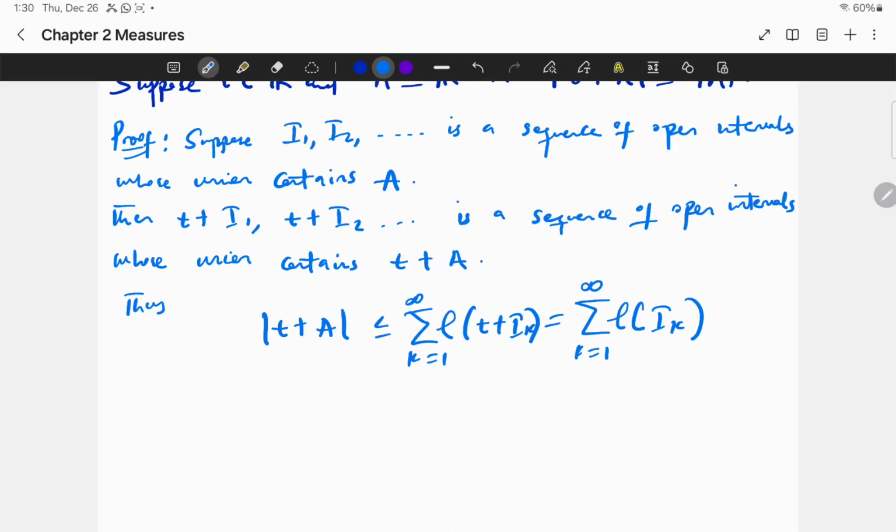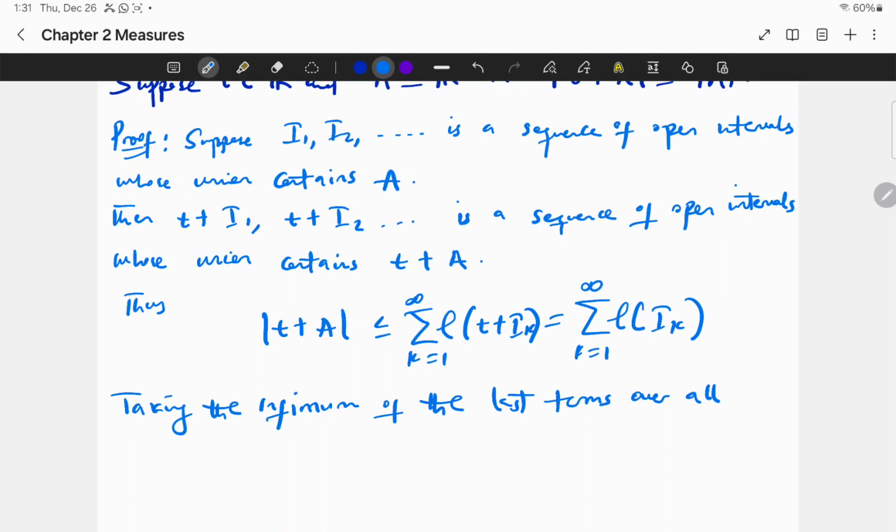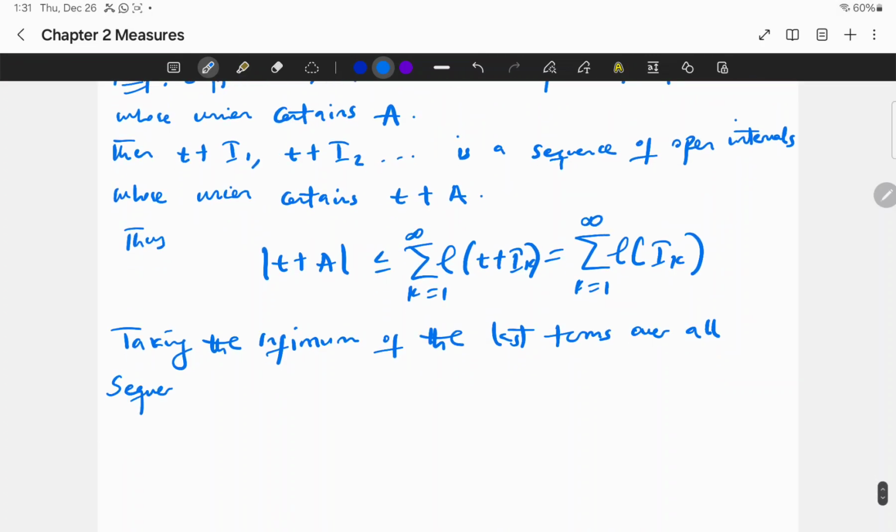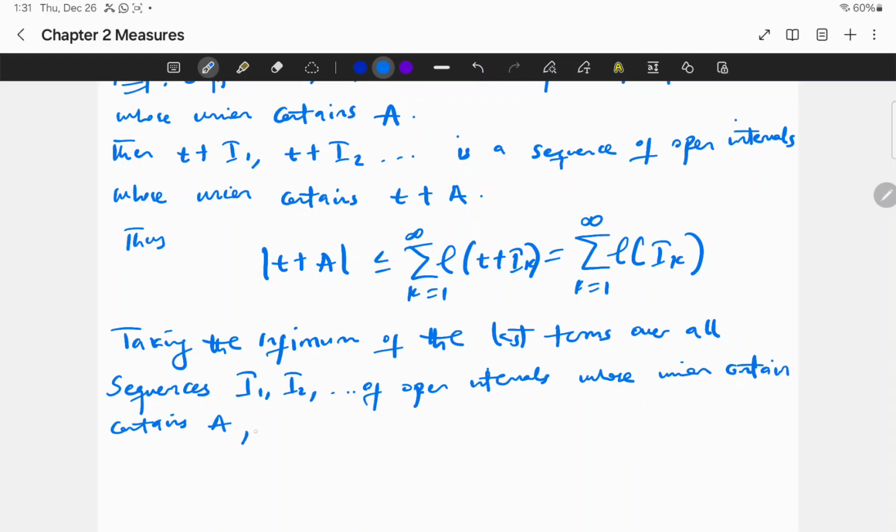And since Ik are open intervals that contain A, then taking the infimum of the last terms over all sequences I1, I2, ... of open intervals which contain A, we have the outer measure of t plus A to be less than or equal to the outer measure of A.